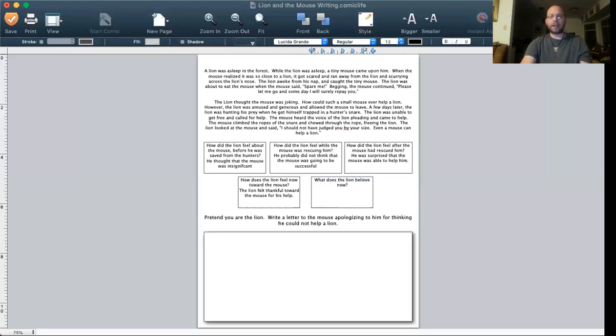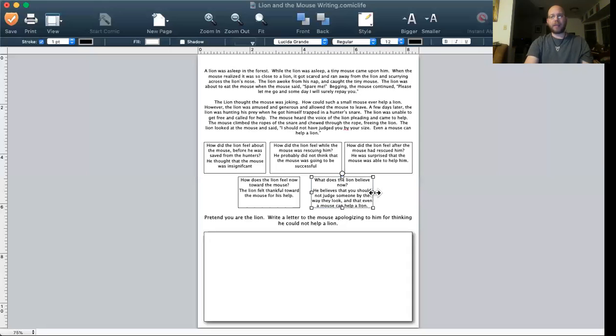And then what does the lion believe now? Well, if we go back, this one's actually a right here kind of question. It's right there in our passage. It says that even a mouse can help a lion. So he believes that you should not judge someone by the way they look, and that even a mouse can help a lion.